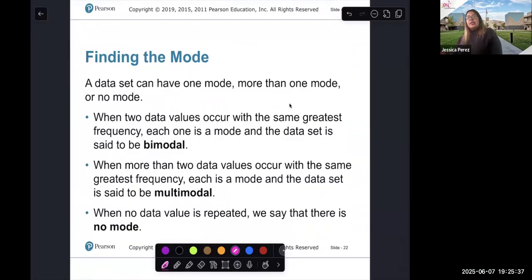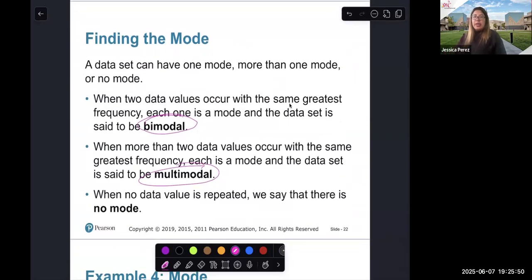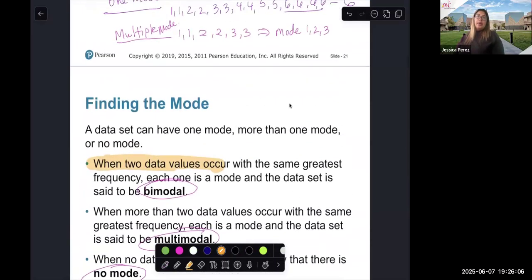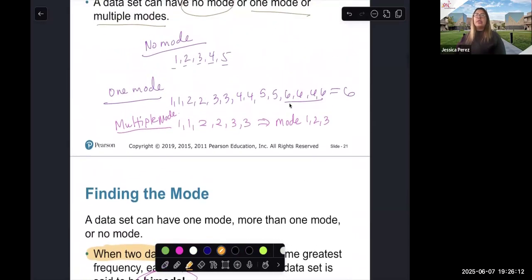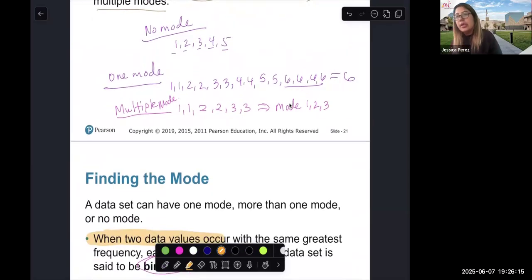When two data values occur the same greatest number of times, we have something that's bimodal. When more than two occur, it's called multimodal. And when no data value is repeated, we say that there's no mode. So a bimodal can have two modes, just two, not more than two. We didn't have an example of a bimodal here, right? We just said no mode, one mode, or multiple modes.